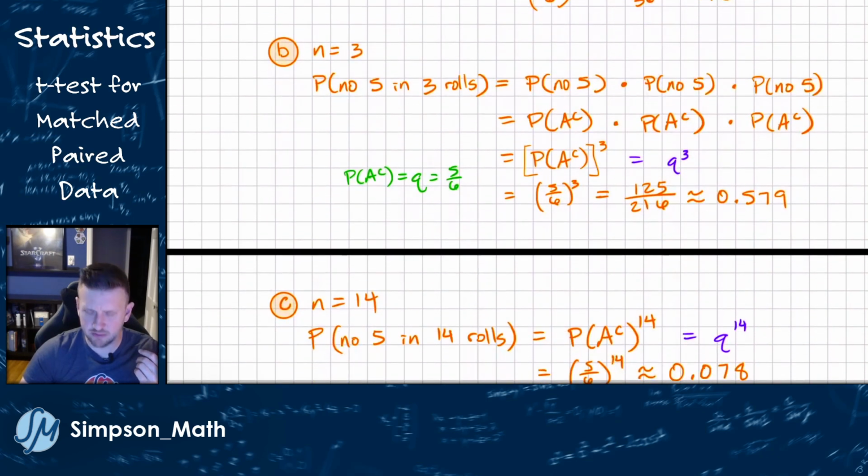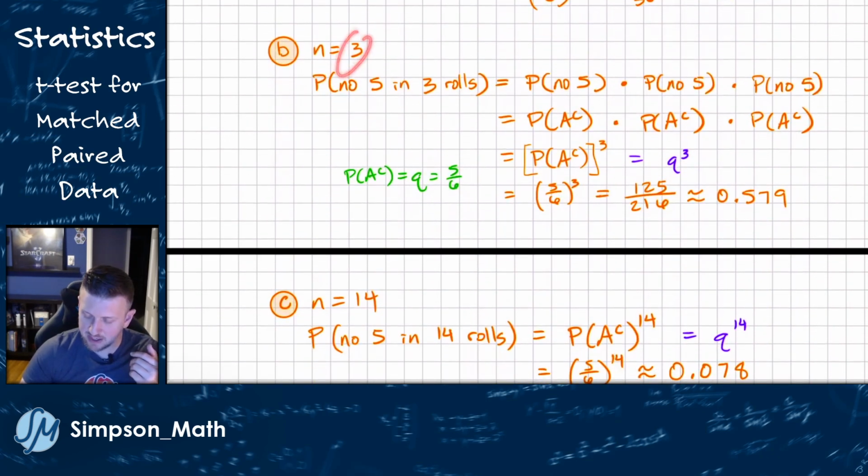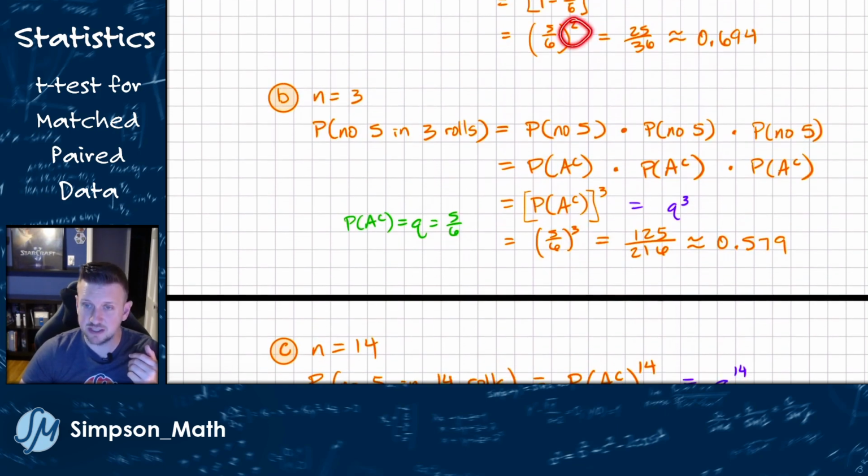All right, so let's increase it to 3. It's pretty much the same thing, but we now have an extra times A complement. It should be pretty obvious that it's the same thing we just did, but instead of being squared, it's now being cubed. So now if I roll the die 3 times, there's about a 58% chance that I don't get a 5.